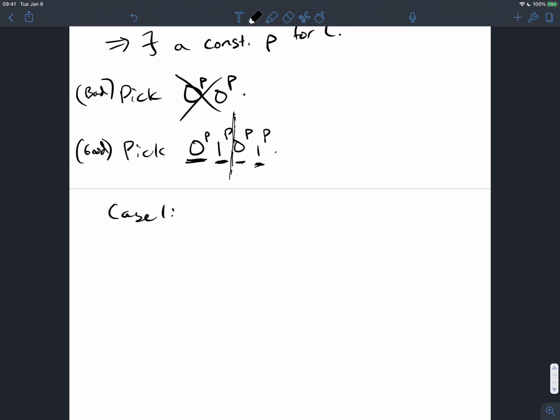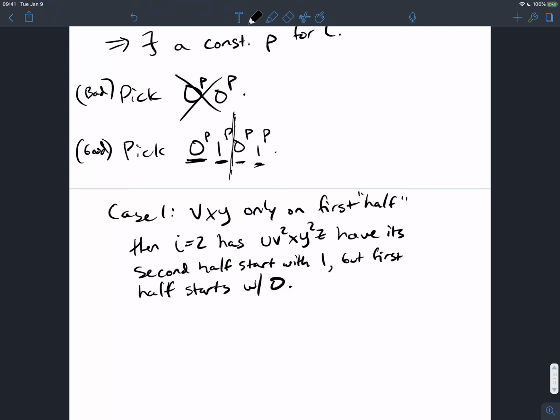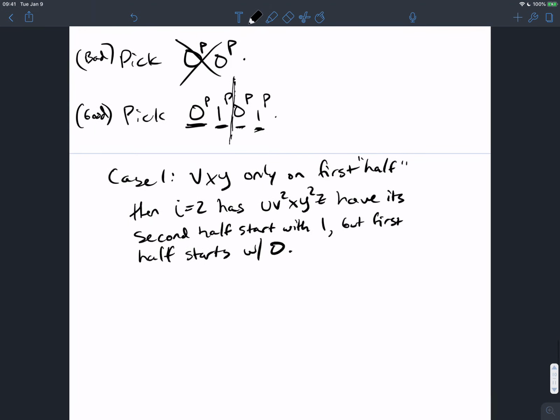So could it be of the form WW? Same string? No. So let's just have the case be VXY only on the first half. Then i equals 2 has the resulting string have its second half start with a 1, but the first half starts with 0. And so it therefore can't be of the form WW because they start differently. Okay, hopefully that's not too hard to see.